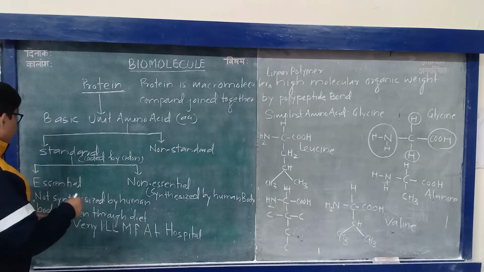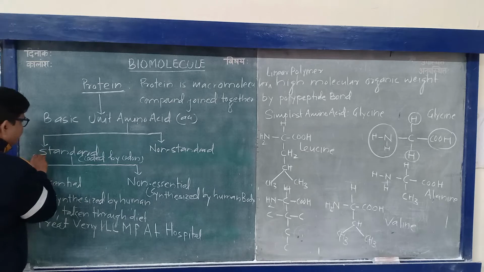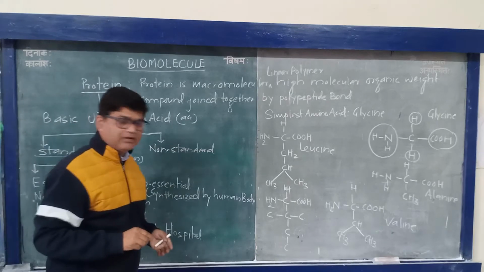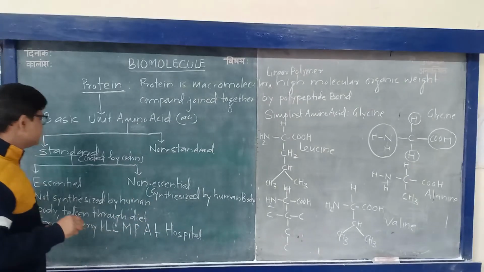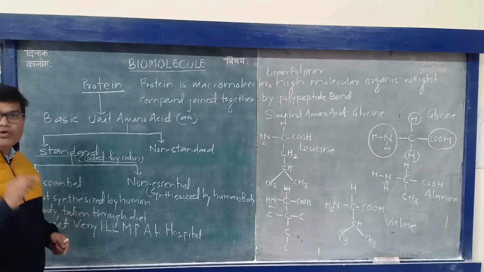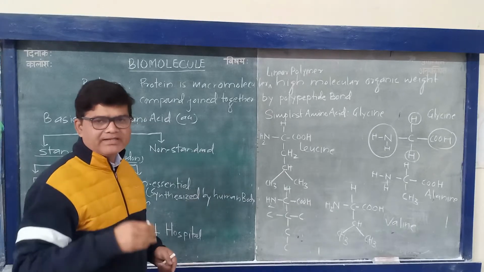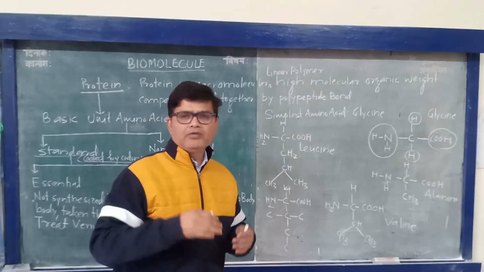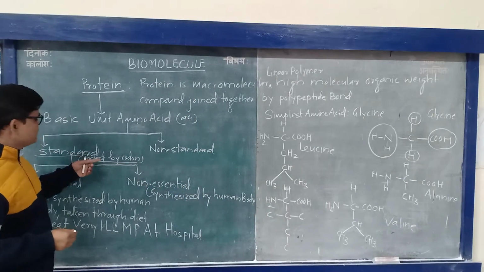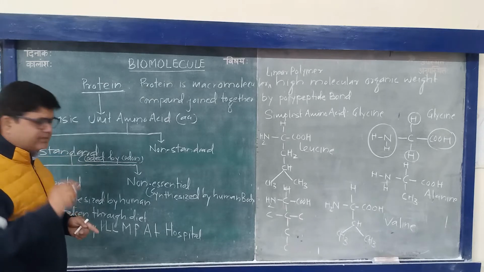So what do you mean by a standard amino acid? An amino acid which is coded by a codon. You know a codon is triplet, commaless, universal, unpunctuated. So one codon is responsible for one amino acid.